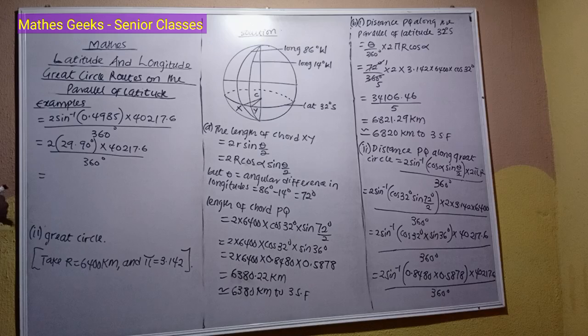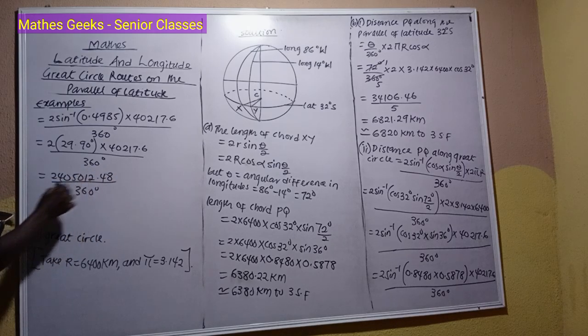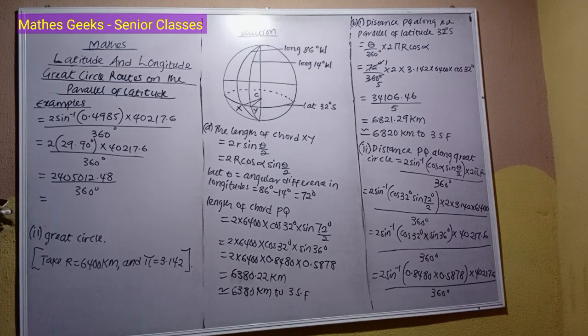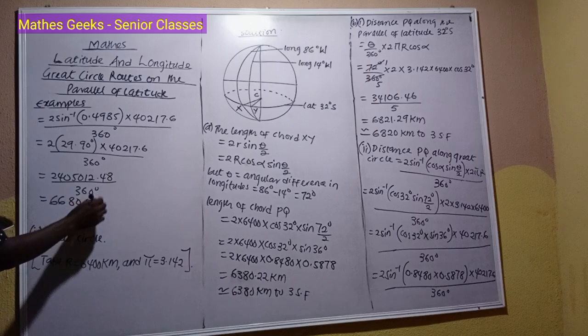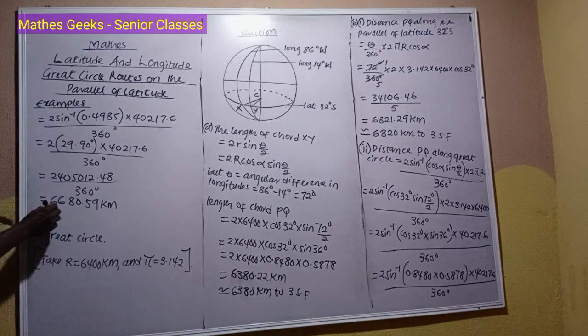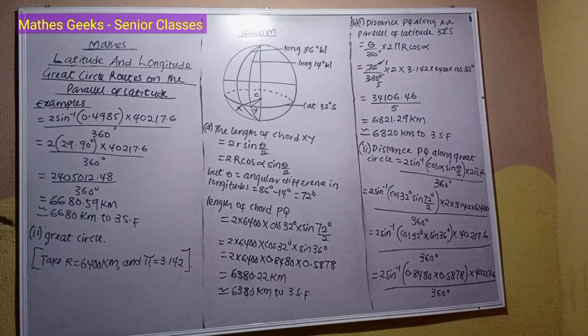So 2 times 29.90 times 40217.6 divided by 360 degrees will be equal to 6,680.59 kilometers, approximately 6,680 kilometers to 3 significant figures. So that's the answer for the great circle.